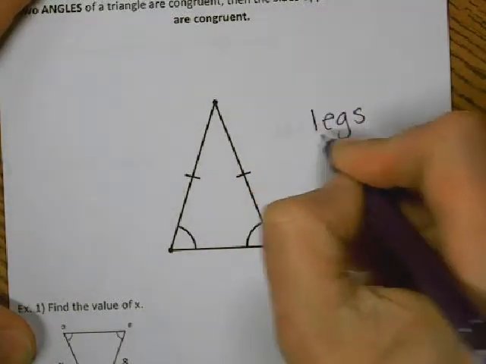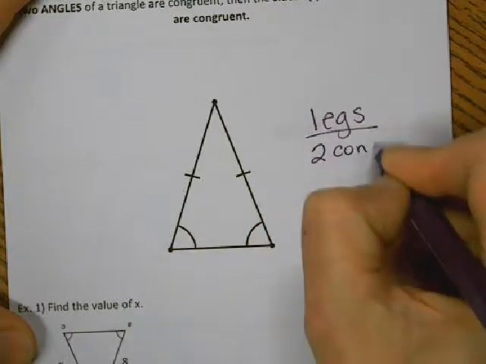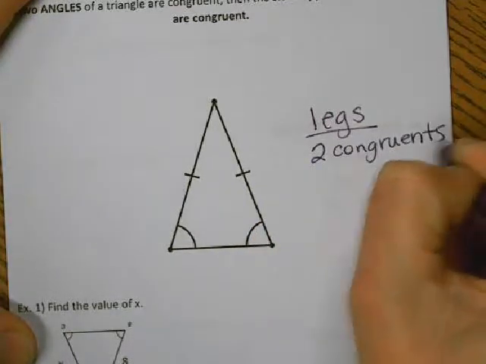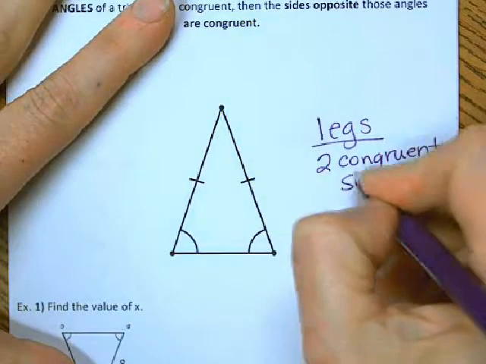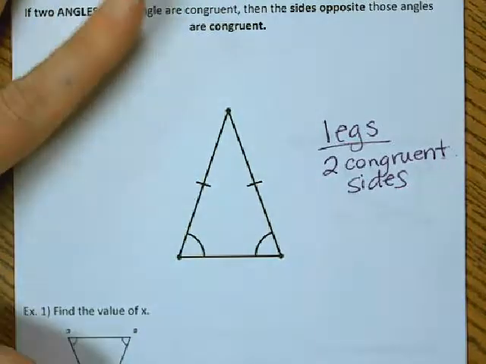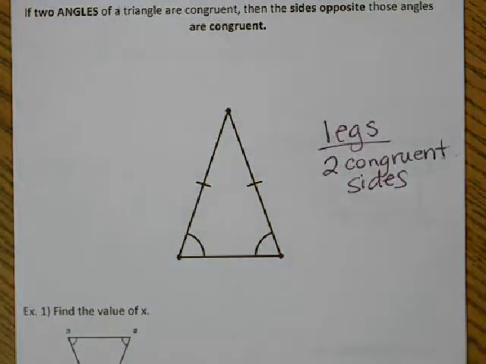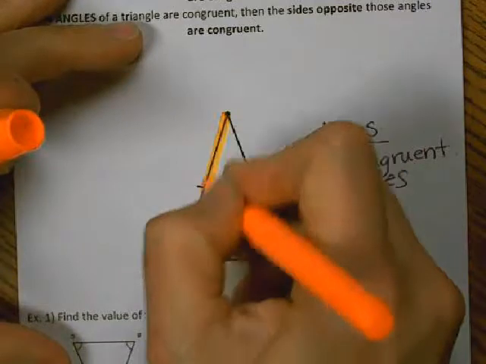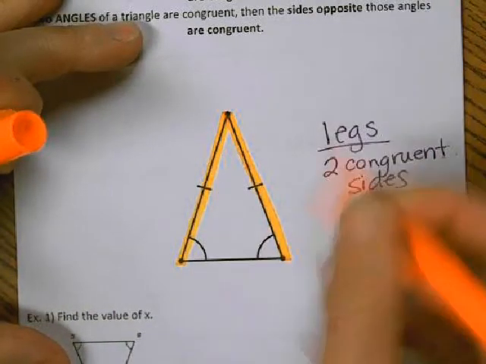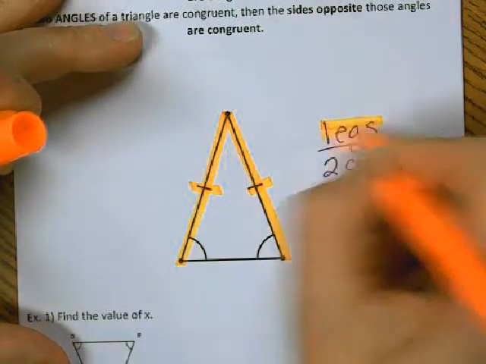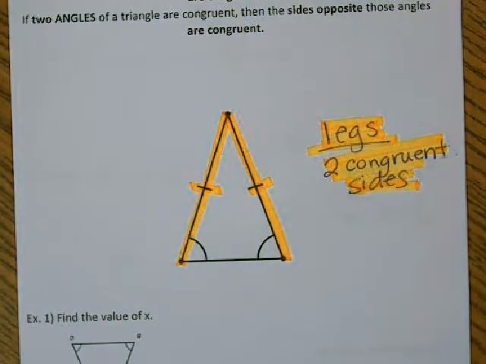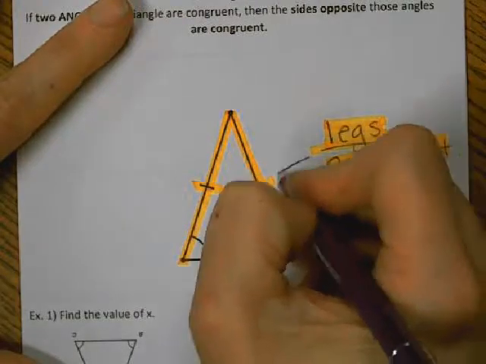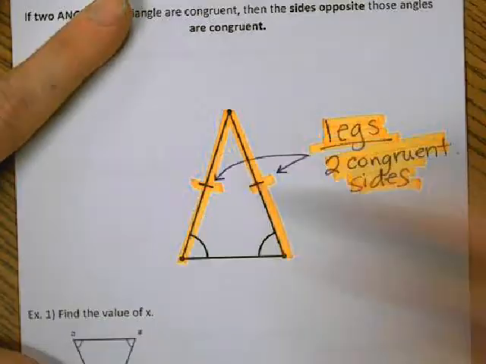So the two congruent sides are called legs. Two congruent sides. Okay? So if I'm talking about the legs of this triangle, I'm talking about this side and this side right here. Those are my two congruent sides. Those are my legs.